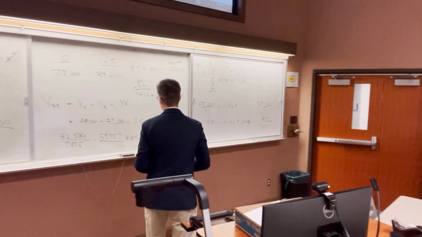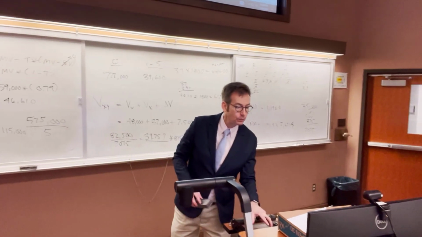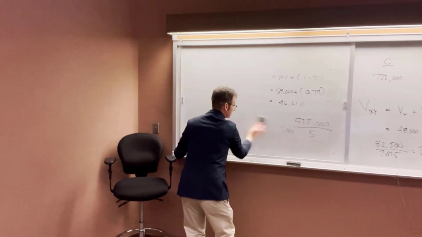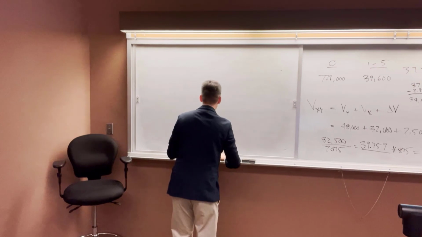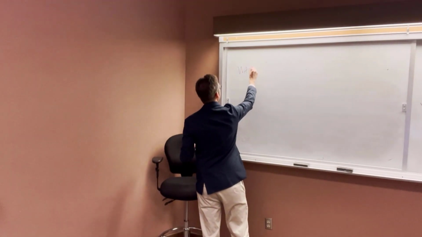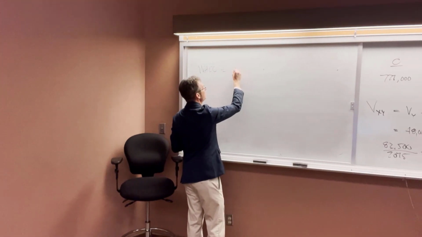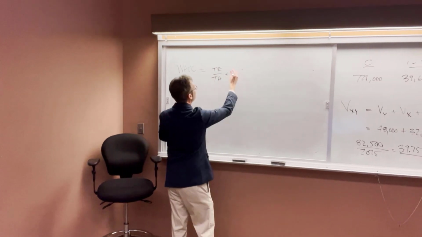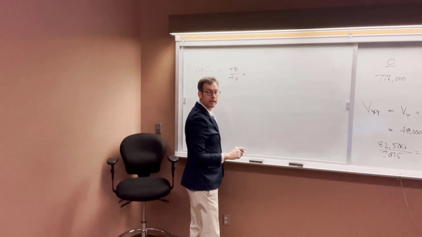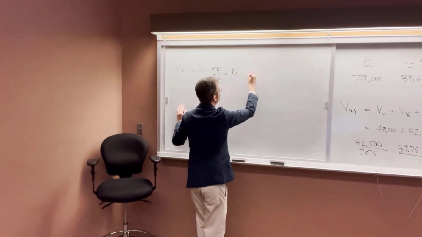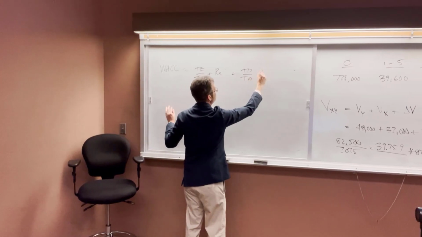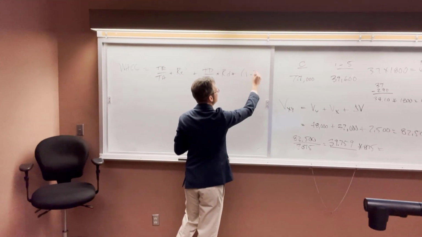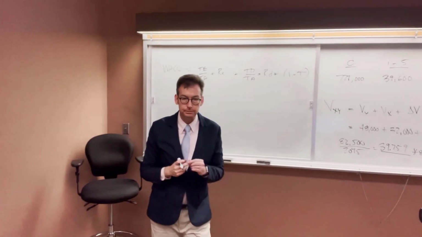Okay, so here's where we're headed. We're going to calculate the weighted average cost of capital. We know that WACC is equal to total equity over total assets multiplied by the required return on the equity, and then total debt over total assets times the required return on debt times one more thing: 1 minus the tax rate, because interest is tax deductible.